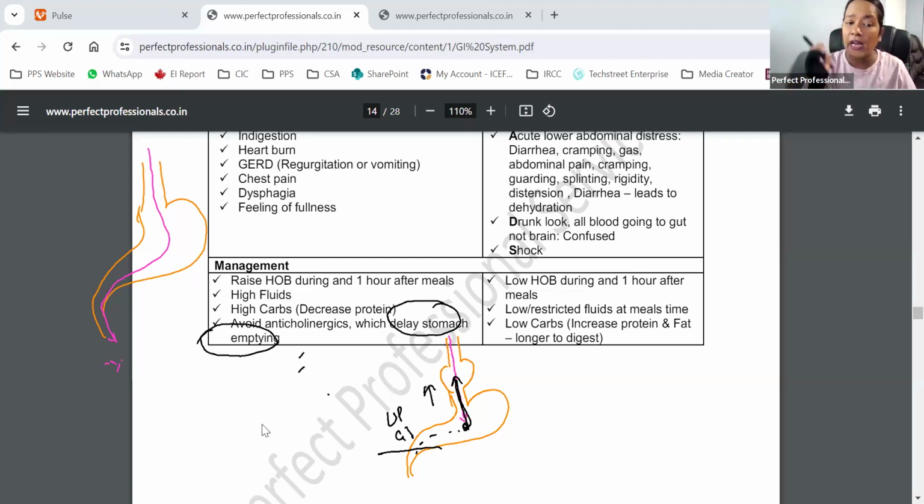We have to give high fluids, high carbohydrates, decrease protein, and avoid anticholinergic drugs which delay stomach emptying.